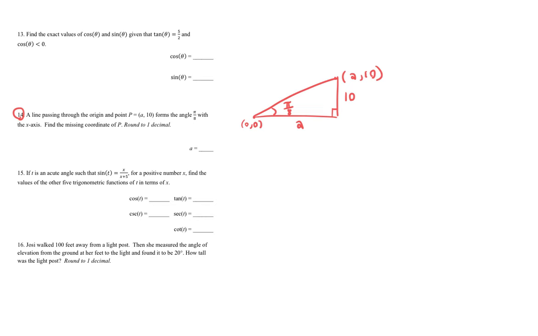So I think we have enough information to use some trig here. So I think we can say that tangent of pi over 8 is going to equal my opposite over my adjacent side, so that should equal 10 over A. If we go ahead and solve this for A, we should get that A is equal to 10 over tangent of pi over 8, and that should give about 24.1.